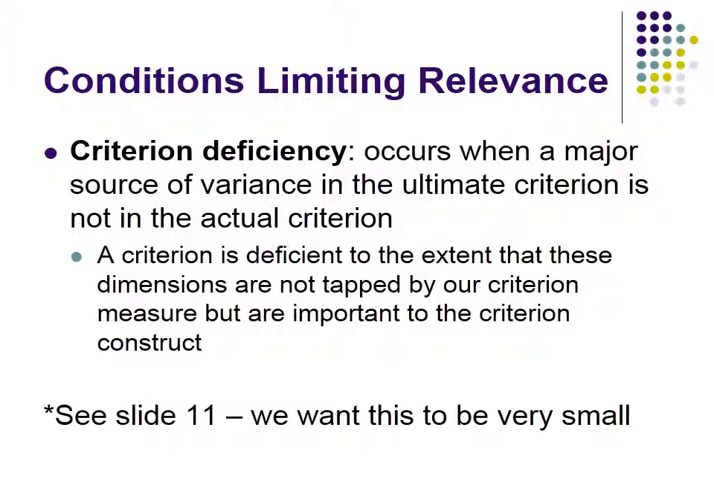So criterion is deficient to the extent that these dimensions are not tapped by our criterion measurement, but are important to the criterion construct. A lot of times when we're trying to create an actual criterion, we're going to be looking at the ultimate criterion and rank ordering: what are the most important things that we have to make sure we're capturing to at least be reasonably certain we're getting an adequate measure of performance? So we want the criterion deficiency to be as small as possible. We want to capture as much of the ultimate criterion as feasible.